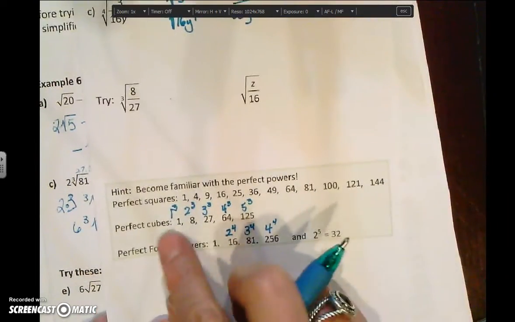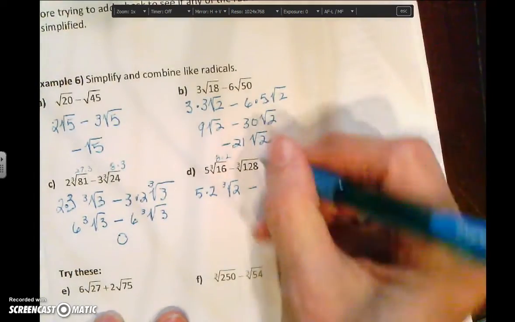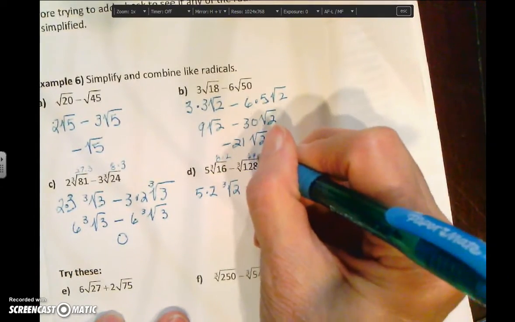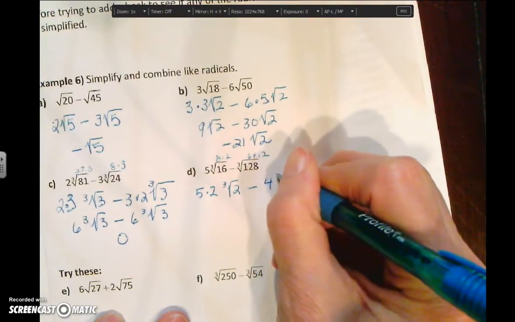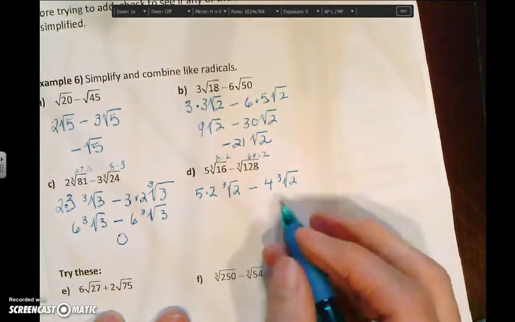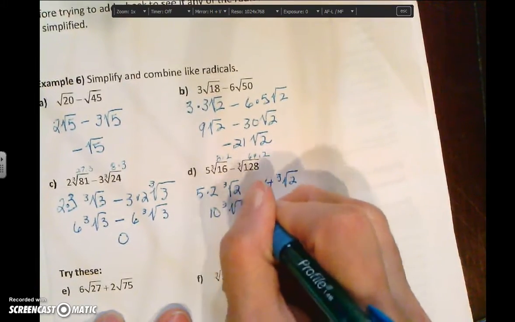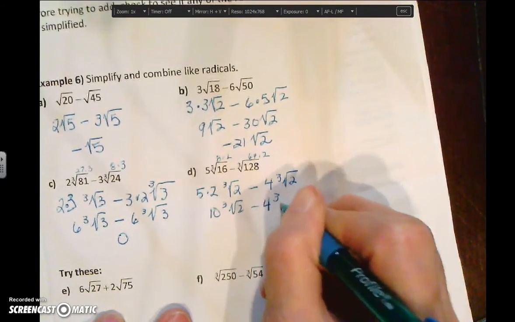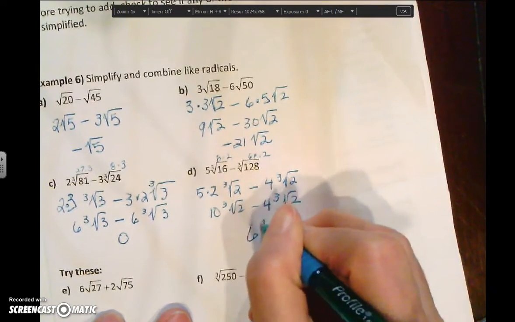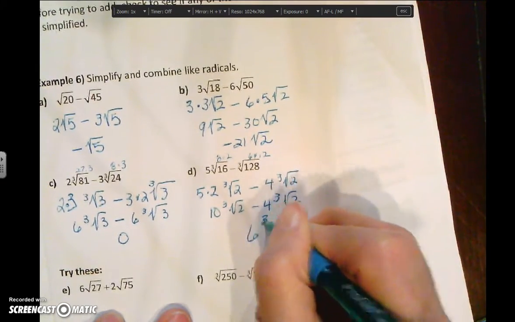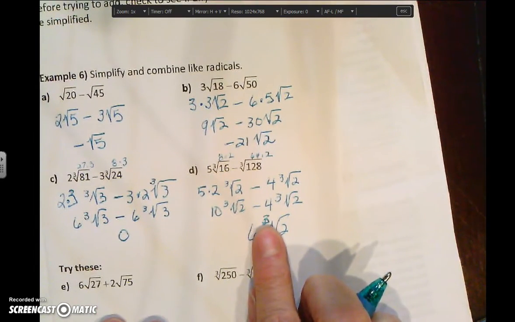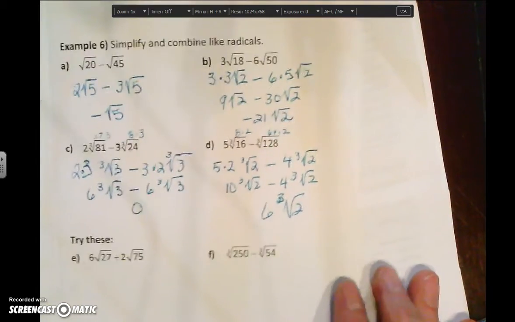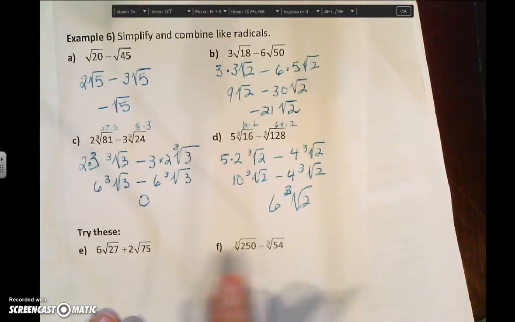Again, look at your list for 128. Looks like 64 will go into it 2 times. So this is going to be a 64 times 2. So the cube root of 64 was 4. Cube root of 2. So that's 10 cube root of 2 minus 4 cube root of 2, and that's going to be 6 cube root of 2. You've got to pay attention to the indices now. We don't just have square roots. We've got cube roots and fourth roots as well. So give a try at E and F.